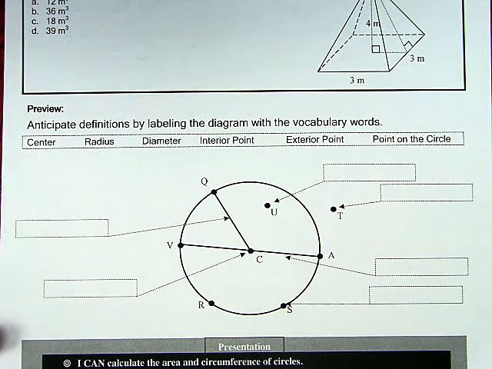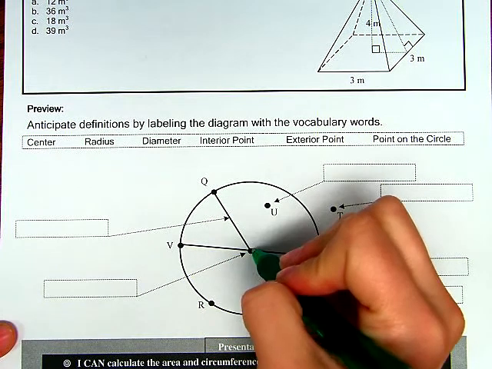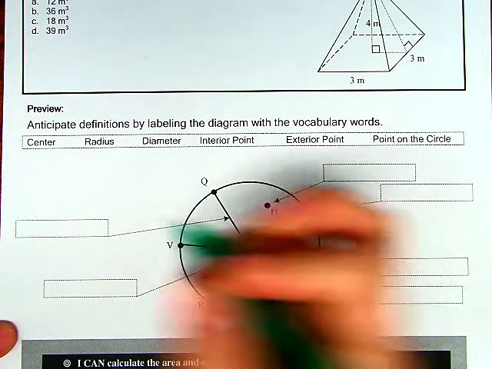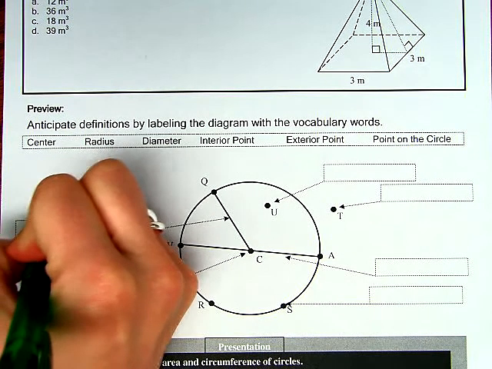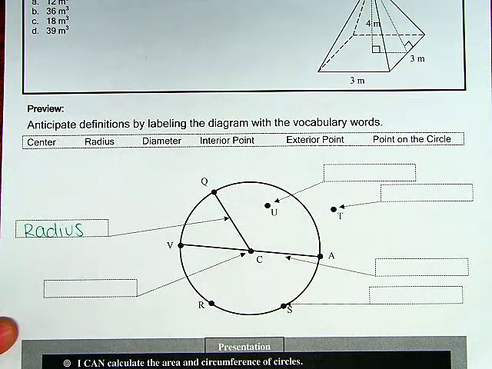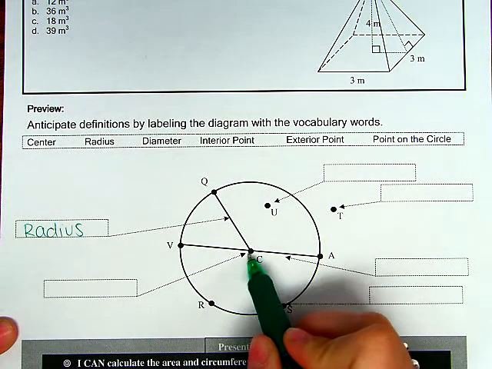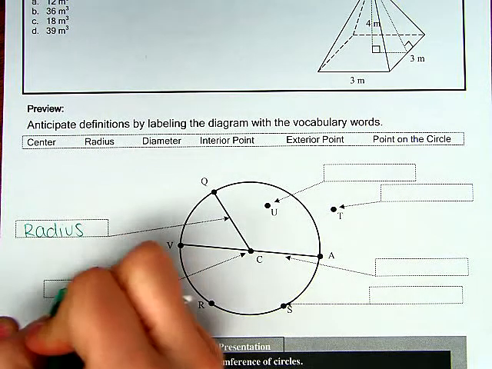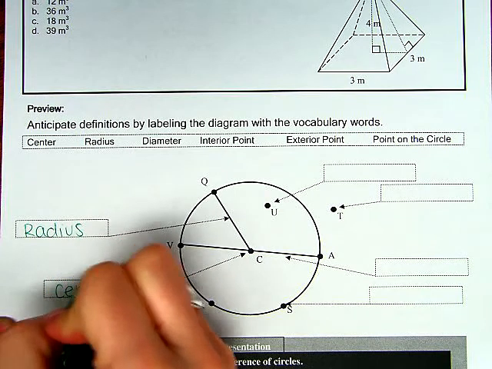So today we are talking about calculating the area and circumference of circles. Before we start, we need to go over the vocabulary of what circles have. So this point right here, from point Q to point C, is the radius. This one's pointing to the center point, C. This is the center.